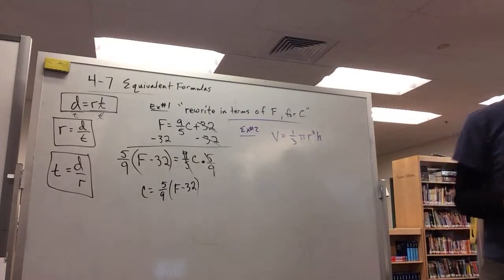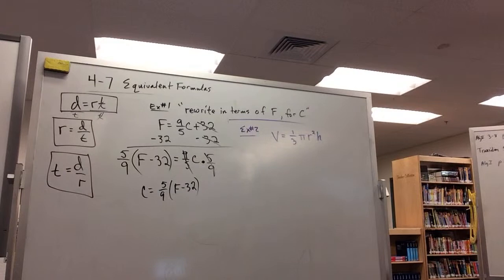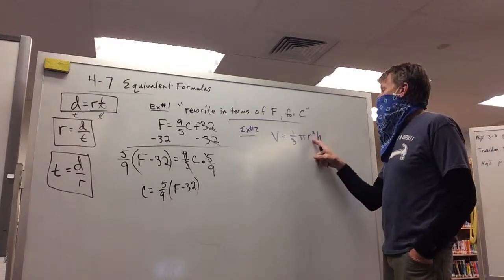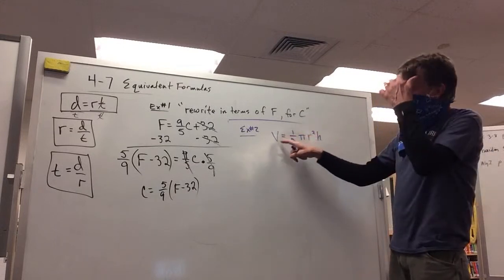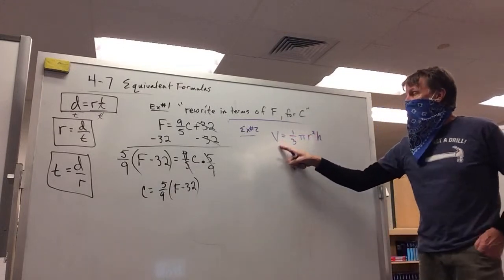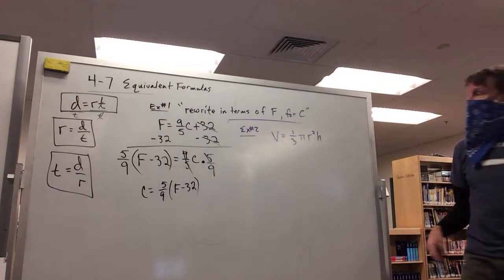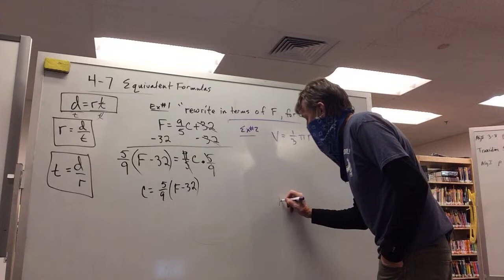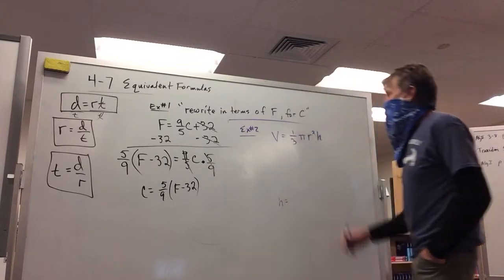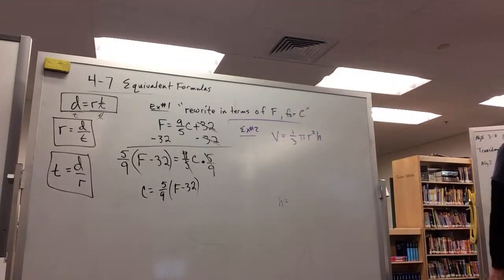But what we need to do is we need to rewrite this thing for h. So if you knew the radius and you knew what volume you needed, how tall of a cone would you need to build? So when we're all done with this, it has to be h is equal to. So we have to do inverse operations to get h alone. So tell me, what do you think would be the first step?